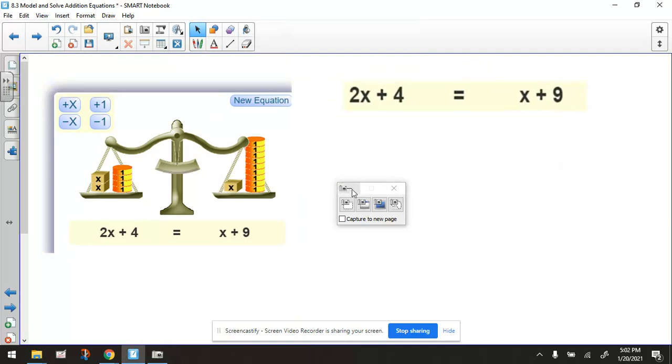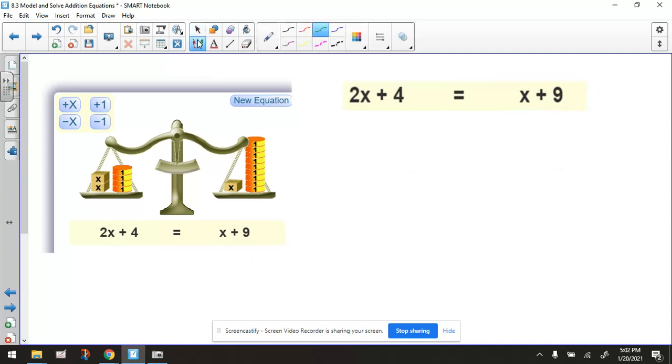And let's circle what we did. All right, so what did we remove? We removed this, which meant we had to remove that. Now, what does that look like? Take an x off of here, 1x off of here, take an x off of here. 1x is the same as x, by the way. And what are we left with?